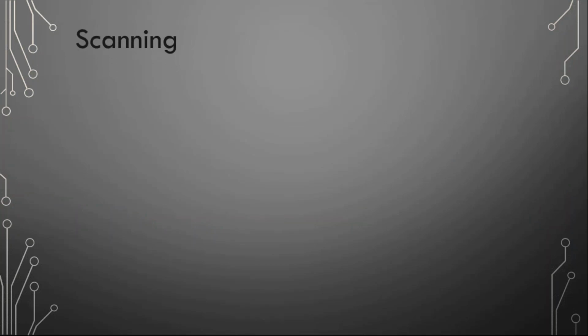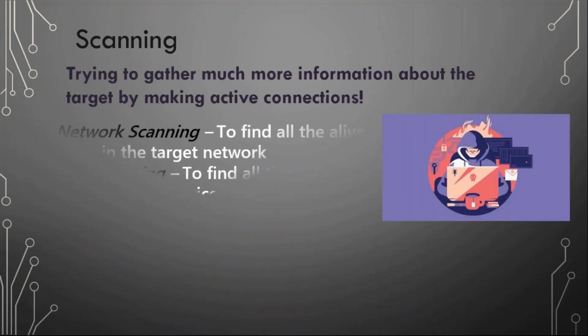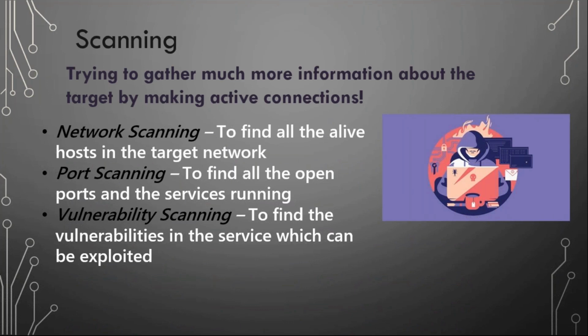Now the main difference between scanning and information gathering is that in scanning you try to gain information by making active connections with the target. In information gathering, we do not take any active steps. We gather all the information passively. But in scanning, we send packets to the organization directly, and in response to those packets, we get some extra juicy information. Now scanning can again be classified into three different types. There's something known as network scanning, then there's port scanning, and finally there's something known as vulnerability scanning.